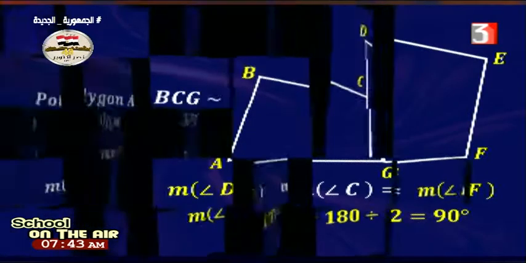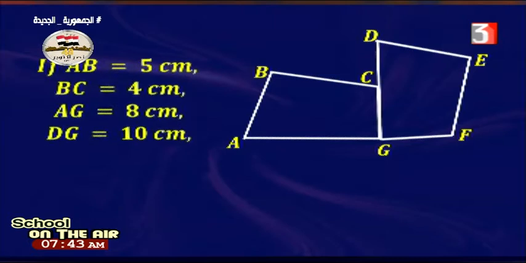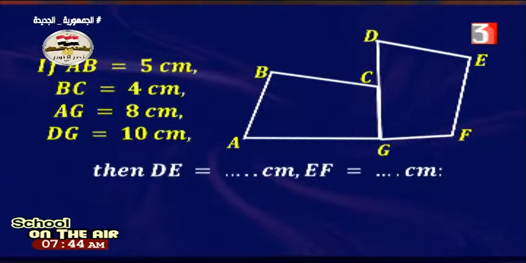Then, in the same figure, if the length of AB equals 5 centimeters, BC equals 4 centimeters, AC equals 8 centimeters, and DF equals 10 centimeters, I want you also to complete. Then, DE equals how many centimeters, and EF equals how many centimeters?